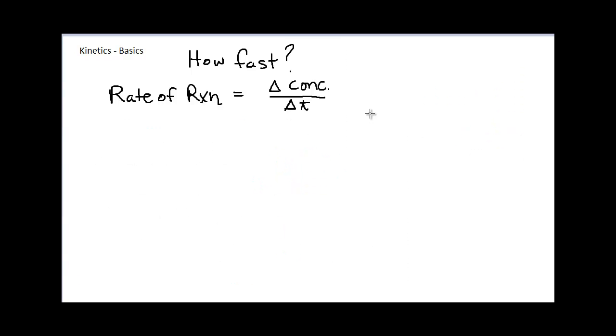All right, let's look at a specific example of a reaction in order to talk about the rate of a reaction. So I'm going to draw the reaction for the combustion of propane, and then we'll use it as our example to demonstrate the rate of this reaction.